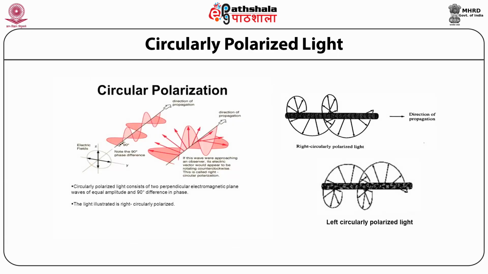We discuss how we produce circularly polarized light. You can see here there are two types of light: one is left circularly polarized light, and one is right circularly polarized light. Circularly polarized light consists of two perpendicular electromagnetic plane waves of equal amplitude and a 90-degree difference in phase. That leads to the formation of circularly polarized light. The light illustrated is right circularly polarized light when it is directed towards the right side, while the other is left circularly polarized light.